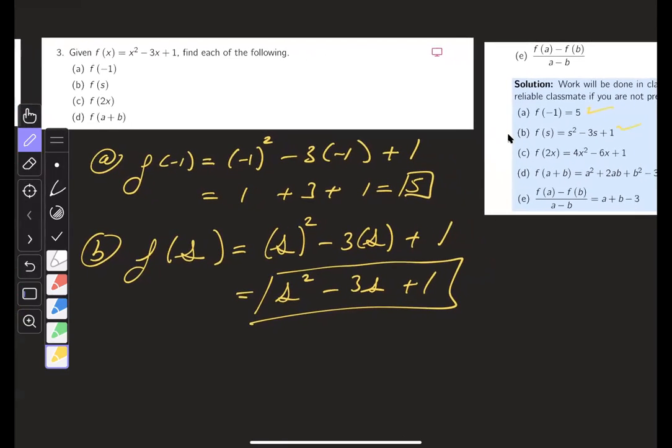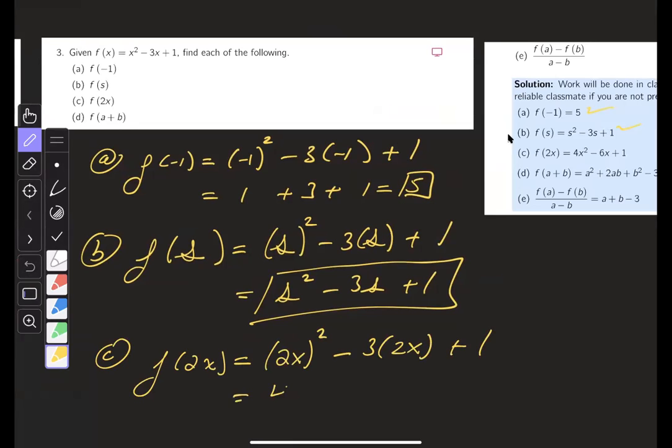Let's go to the next one, which is C. What does C say? F of 2x. What am I going to do over there? Parenthesize the variable and plug it in. What do you get there? 4x squared minus 6x plus 1. The reason we give you an answer key is we want you to look at it. And the reason to look at an answer key is that sometimes you think you're right when in fact you're wrong. And it happens to me sometimes too. I misread a question. All right, let's keep going.